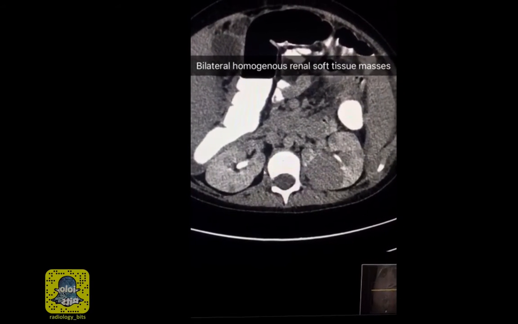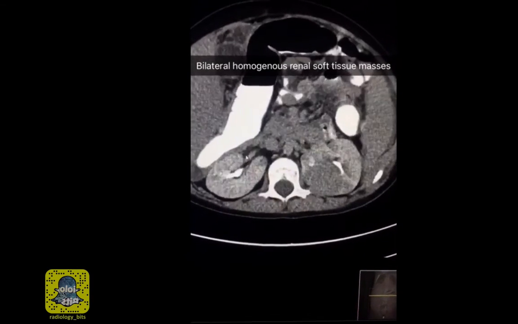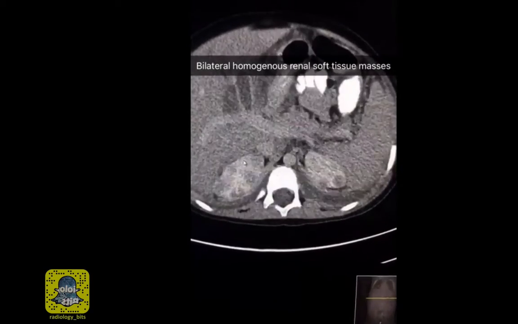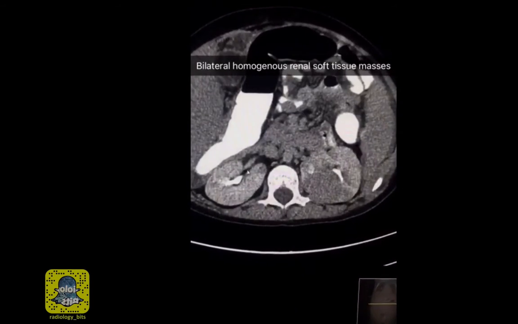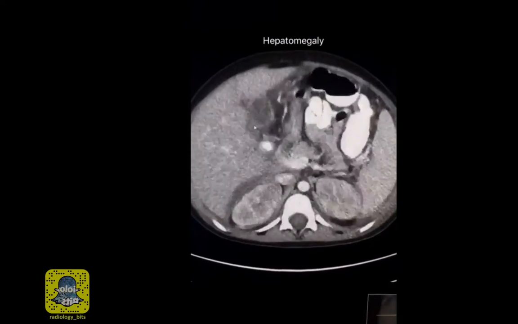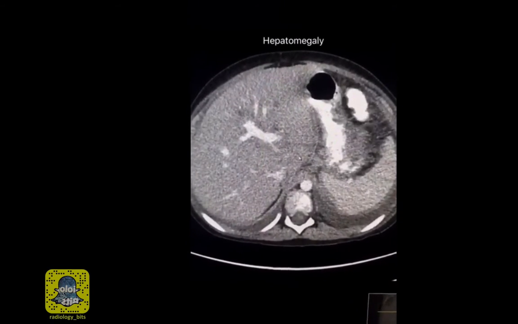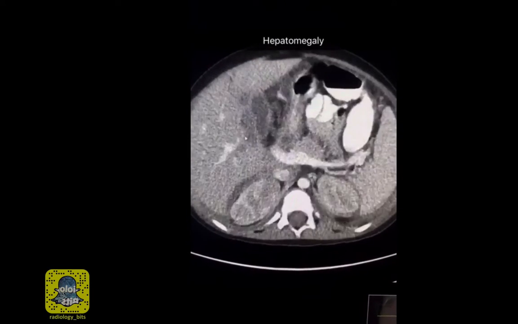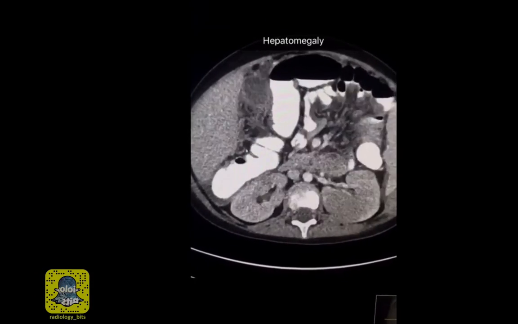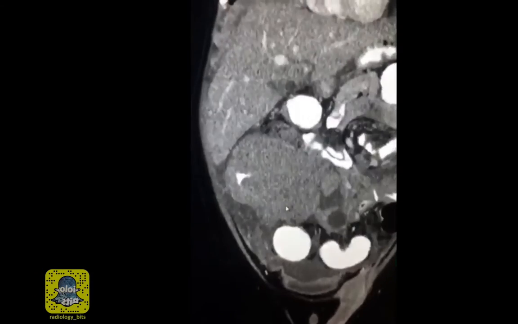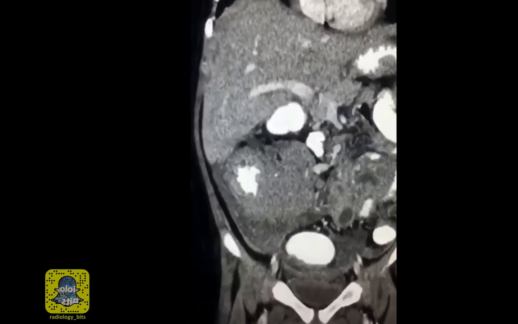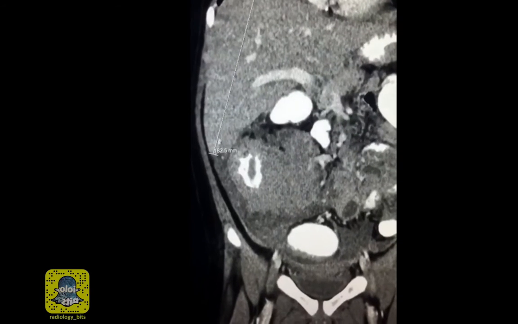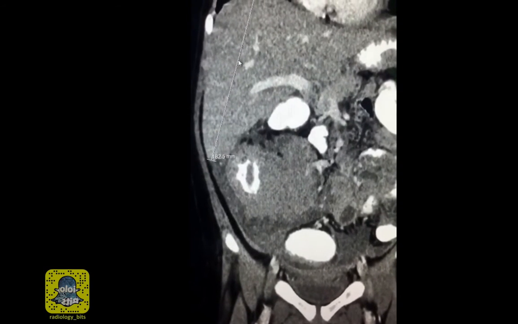On this delayed phase, the bilateral renal lesions are even more clear. Note how the liver is enlarged and displaces the bowel loops inferiorly. This is even better appreciated on this coronal image, as you see the longitudinal measurement of the liver is enlarged.